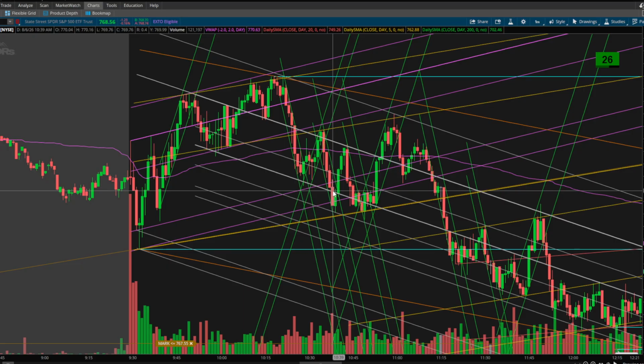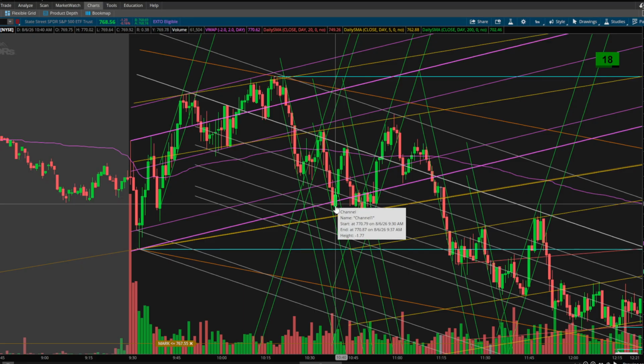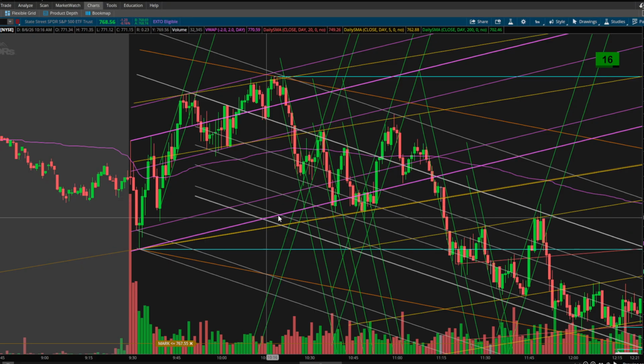These are like in the money. 770. Yeah, these are right at the money. 10:39, bought one. 10:40, bought another one after it broke this purple, I think. So I don't think I got a good fill. And then it starts reversing.